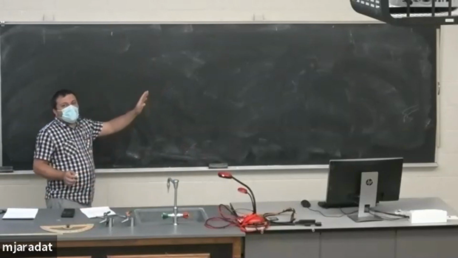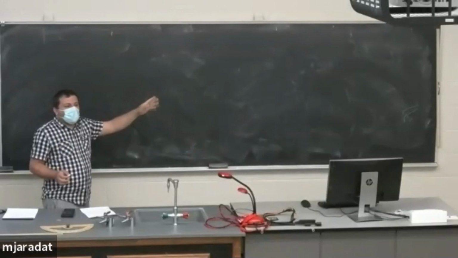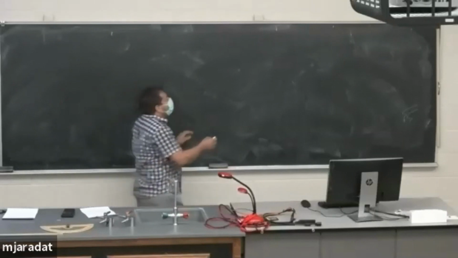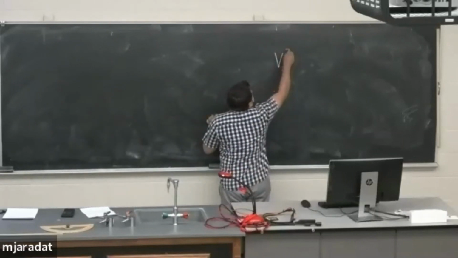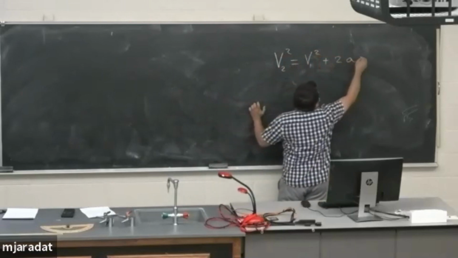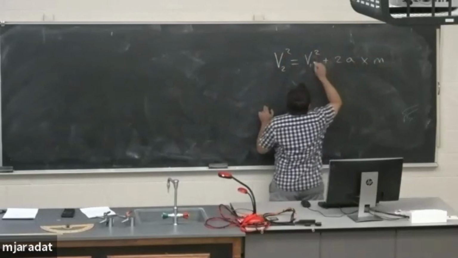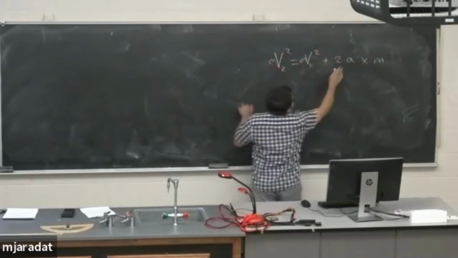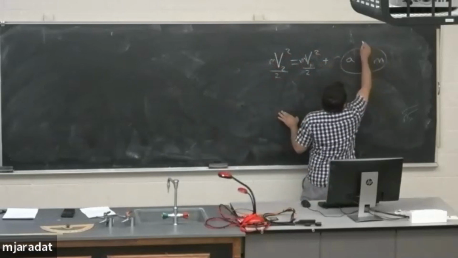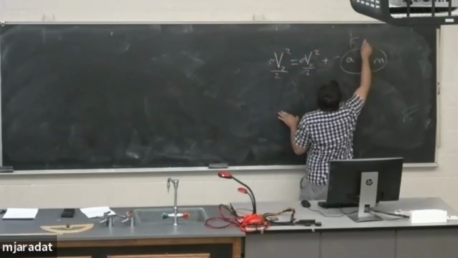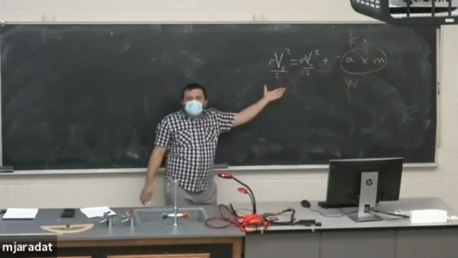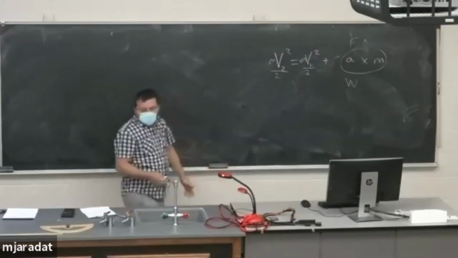Yesterday we started talking about the kinetic energy by using one of our known equations. We used this equation, v2 squared is equal to v1 squared plus 2ax. Then we multiply it by the mass, then divide over 2. This is the work, because this is the force multiplied by x. From the work, we find the new kind of energy. Today we'll do the same thing.